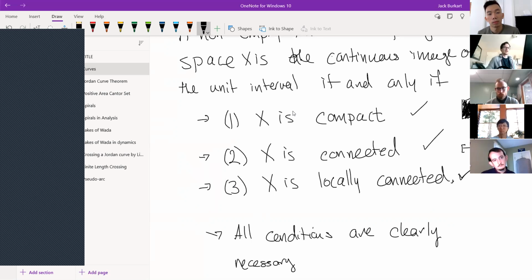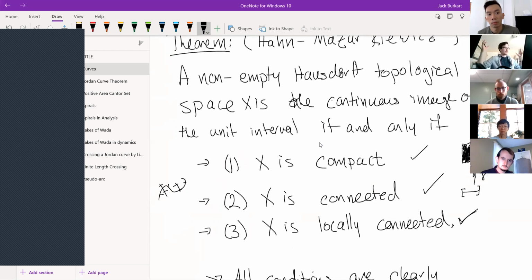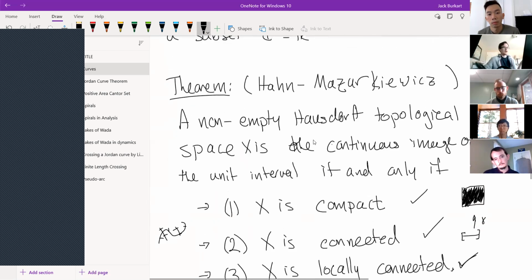You can take things like horrible dendrites that show up as Julia sets of polynomials, all these horrible fractal spaces, but they're often compact, connected, and locally connected. And so you can always give them the structure of a curve. So this theorem is very general right here. And it just shows you how broad the class of curves really are. I always think it's an impressive one.